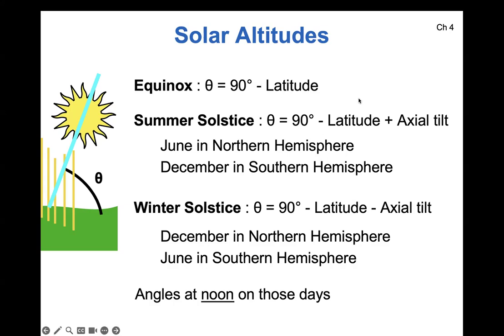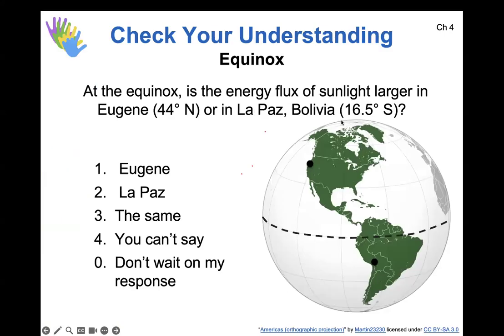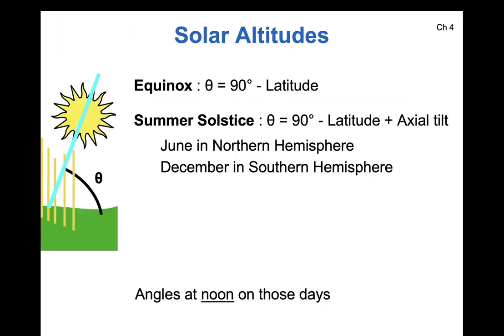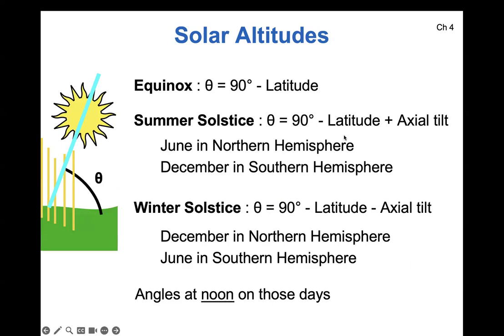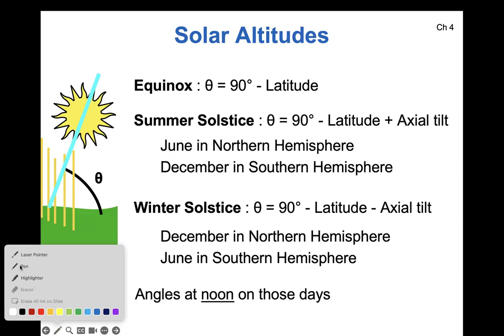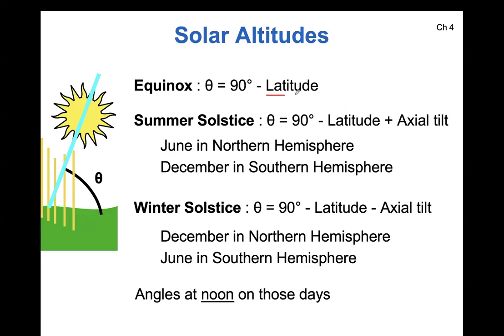If you plug in, say, negative, what was it for La Paz? Negative 16.5 for La Paz, you will not get the correct value out of any of these equations. So every time you use latitude, you have to just plug in the absolute value of the latitude, which is not a problem in the north because it's already positive, but you just have to remember to make the southern ones positive. So every time the latitude is just the absolute value.